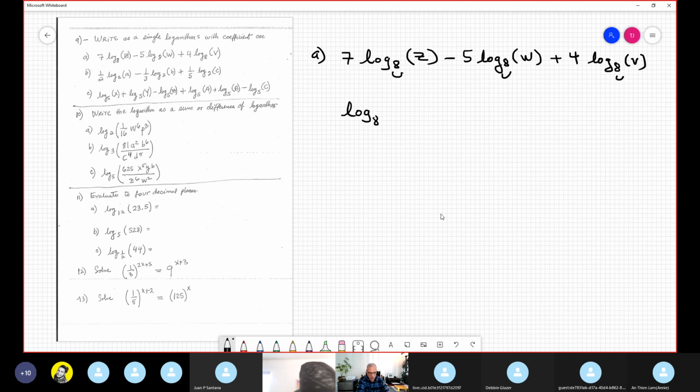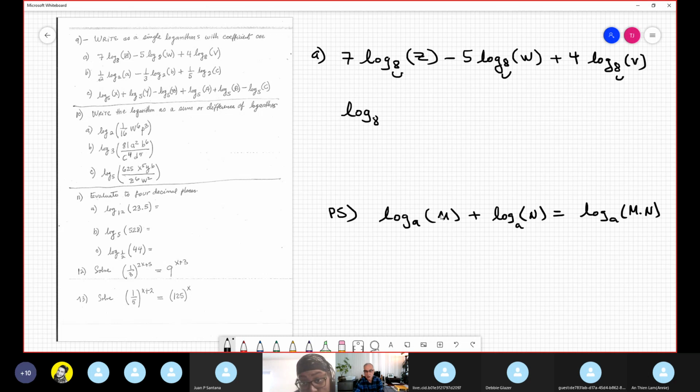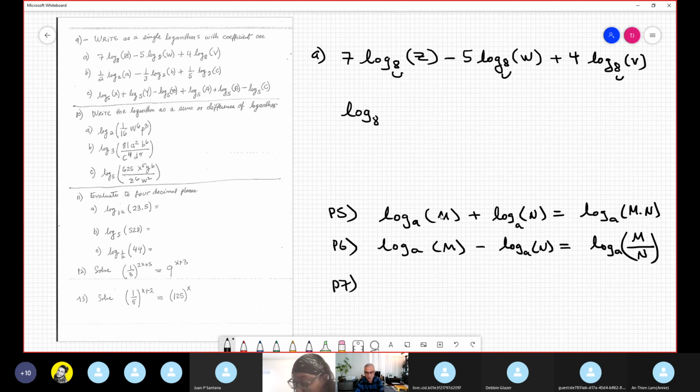Then we apply the combination of property number 5, number 6, and number 7. Property number 5 says that when you have 2, 3, or 4 logarithms and you add them, the argument is a multiplication. When you have subtraction, it is division. And it's important that the positive guy is in the top and the negative guy is in the bottom. And property 7 is extremely important: when you have only one logarithm, but you have a power, the power you put in the front as a factor.